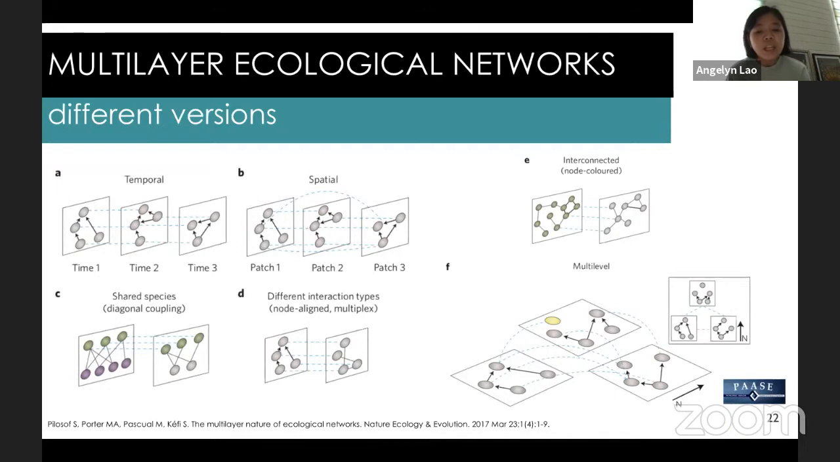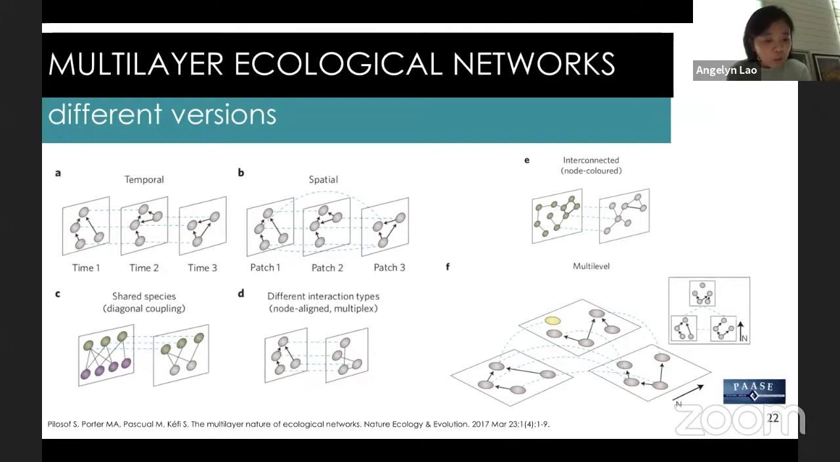This is a more interesting variation or version of multi-layer ecological networks. For example, in letter A, this is a temporal food web. So the composition of the species actually changes in each layer with respect to time. Okay? Whereas in letter B, it's a spatial food web. It focuses on the spatial and temporal dissimilarities in species and interactions. So it also considers the spatial aspect of the specific species in the said interaction.